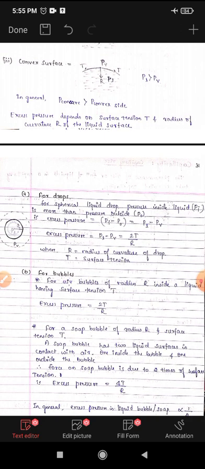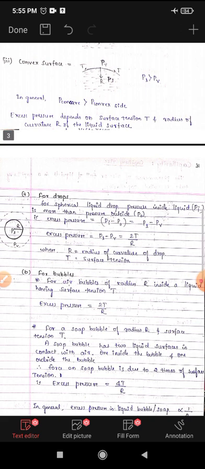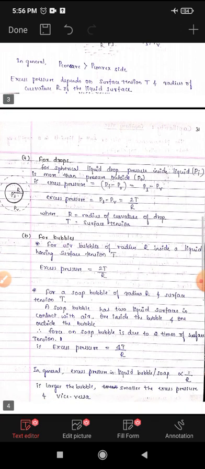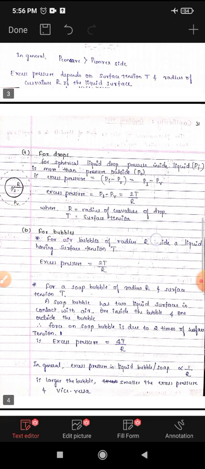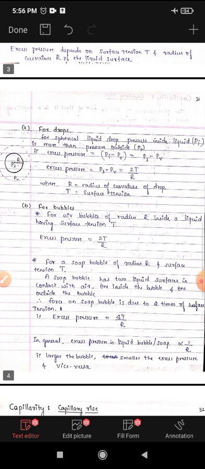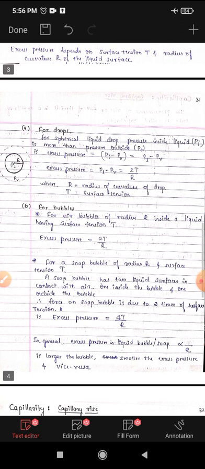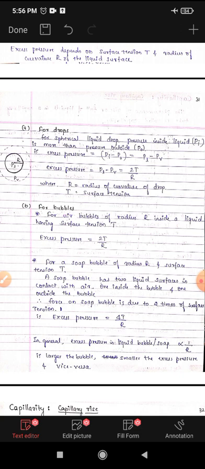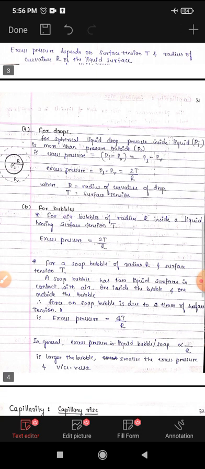So the excess pressure Pi minus P naught is equal to PL minus PV. That excess pressure, we have written it directly, is 2T by R. It has a lengthier derivation that you need not derive. So for drops the excess pressure, PL minus PV, is equal to 2T by R, where R is the radius of curvature of the drop and T is the surface tension.